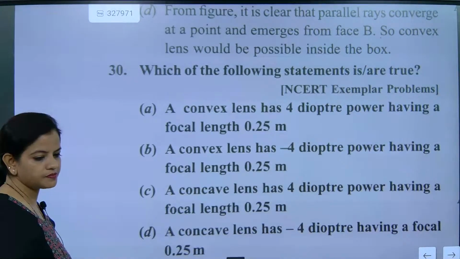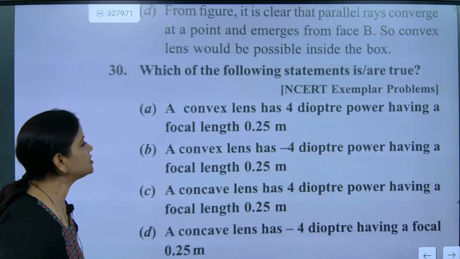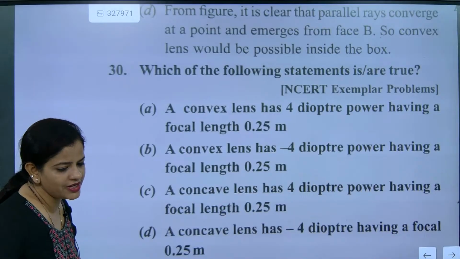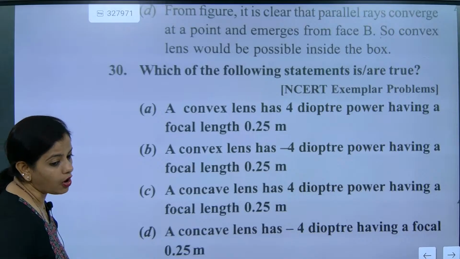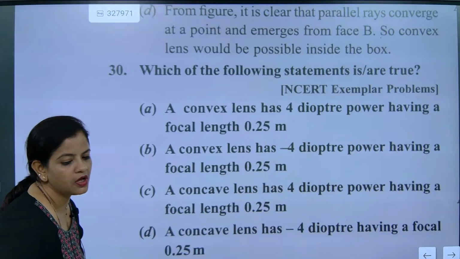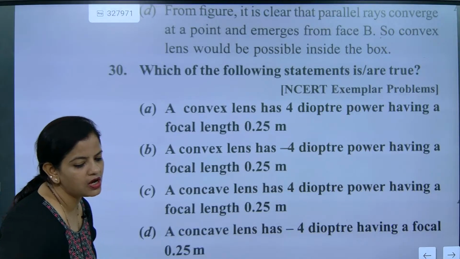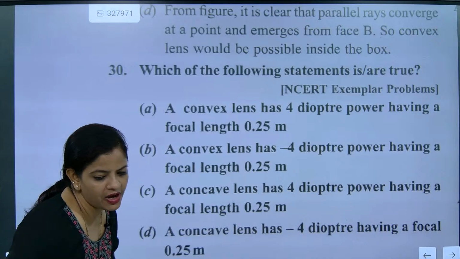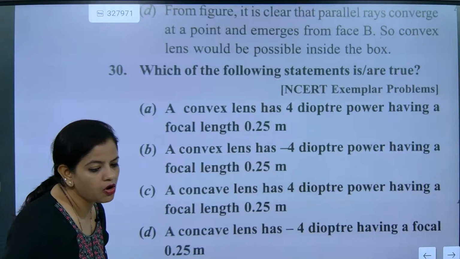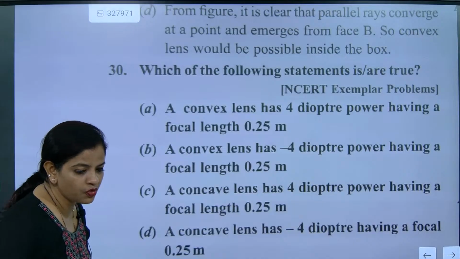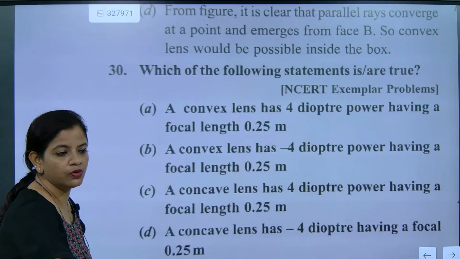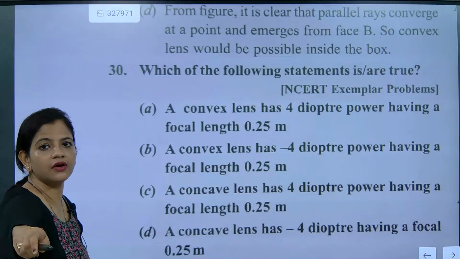What is the answer? Come on, check this one out, children, you can do it. Which of the following statements is or are true? A convex lens has 4 diopter power having a focal length of 0.5. Mahalakshmi is telling option B. A convex lens has minus 4 diopter power.